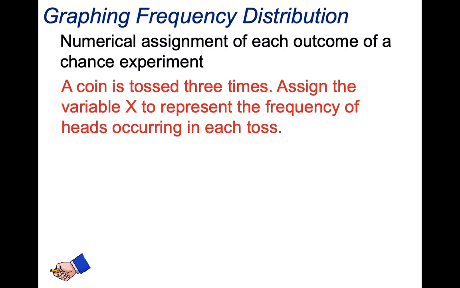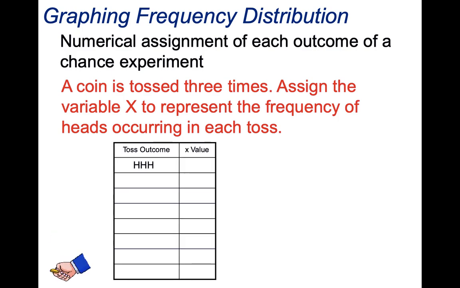So this is giving an example of a coin toss. Assign the variable x to represent the frequency of heads occurring in each toss, okay? So what they're looking at here is if we toss a coin 3 times, what is the outcome of our experiment? This is kind of showing you the different possibilities, right?